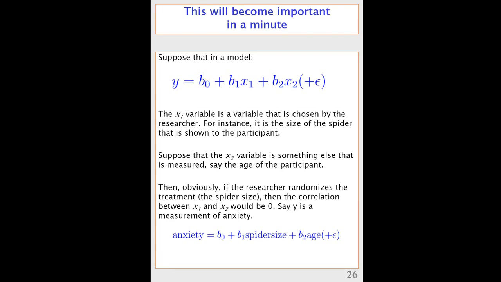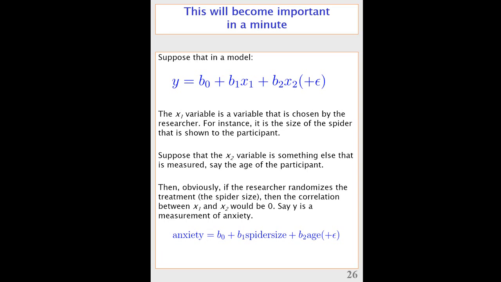Okay, this is multiple regression. Not that multiple, you only have 2 predictor variables, but at least more than 1. So let's suppose that we have something here, and suppose that x1 is an experimental variable, something that we did in a lab that we created ourselves. For instance, think about that spider size. So we invite people into the lab and we have, let's say, 12 different sizes of spider.